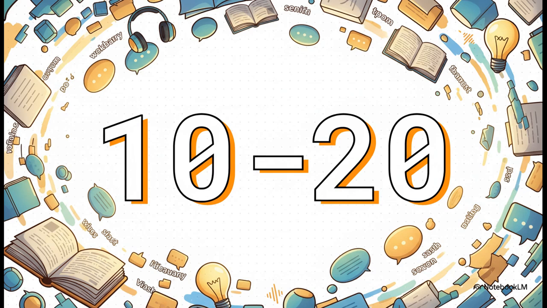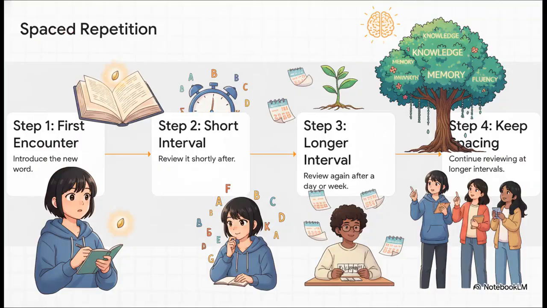Not even close. Research suggests a learner might need to encounter a new word in different situations as many as 10 to 20 times before they truly own it. Repetition is absolutely key. But here's the secret sauce. It's not just any old repetition, it's spaced repetition. Cramming a word 10 times in one day isn't nearly as effective as seeing it today, then again tomorrow, then in a week, and then in a month. It's that spacing that really locks it into your long-term memory.